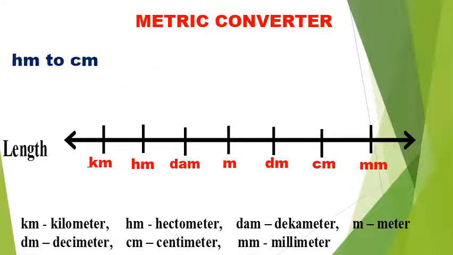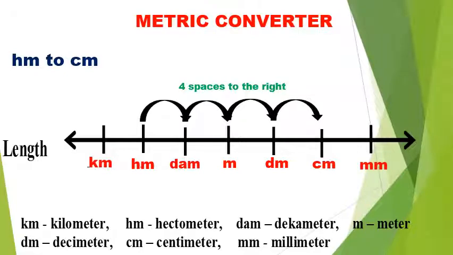And now let us have another example. We need to see the distance of hectometer to centimeter. So we have 1, 2, 3, and 4. So meaning the distance of hectometer to centimeter is 4 spaces going to the right.